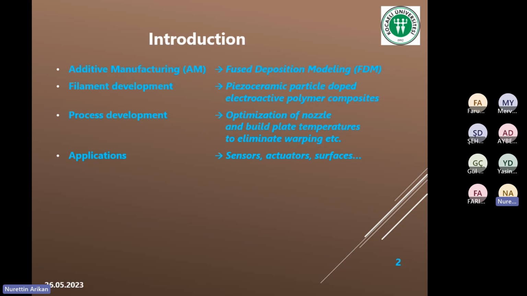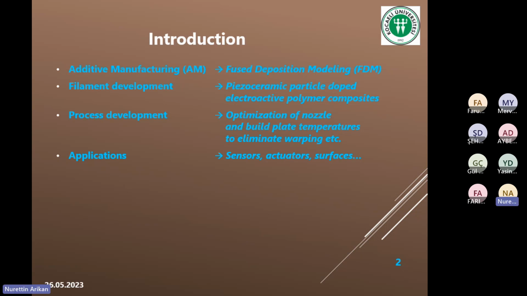Then filament development, and it's possible to feed different materials, different forms of materials in additive manufacturing. For example, for stereolithography, we use resins, and for some other methods such as selective laser sintering or binder jetting, material jetting, powders are used. And recently, in fused granule fabrication, granule materials are deployed. But for FDM, filaments are used in different diameters.